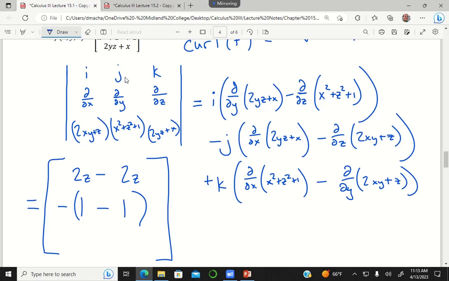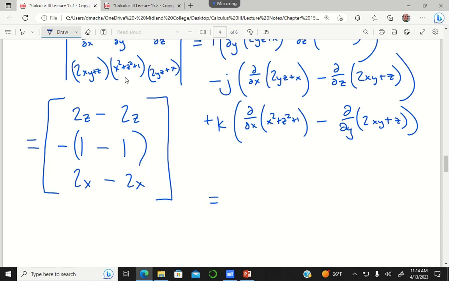1. Okay. And then for this last component of my vector, my last entry, what is the partial with respect to x of x squared plus z squared plus 1? 2x. And then minus, what's the partial with respect to y of this stuff? 2x. Okay. So this curl of this vector field is the vector 0, 0, 0.